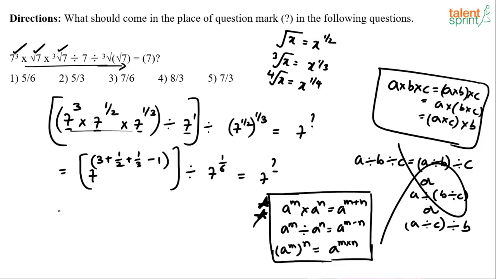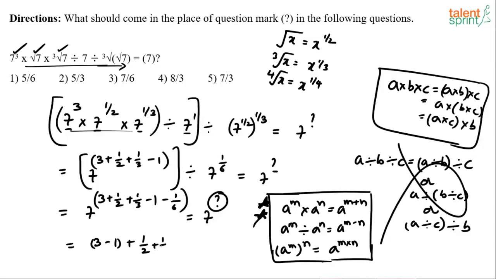Now solve. So basically this will be like 7 power 3 plus 1 by 2 plus 1 by 3 minus 1. Now this again, rule number 2: a power m divided by a power n will be equal to a power m minus n, so minus 1 by 6. Equal to 7 power the question mark. So basically the question mark here is equal to this. Simplify that. So 3 minus 1 is 2. You understand? Plus 1 by 2 plus 1 by 3 minus 1 by 6.